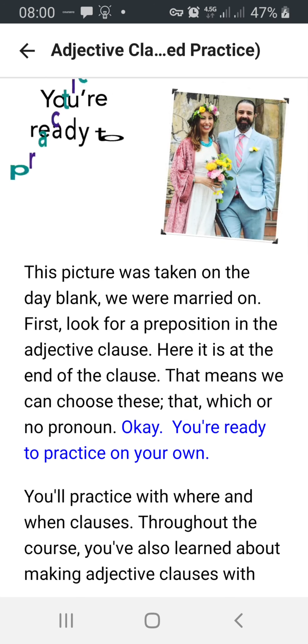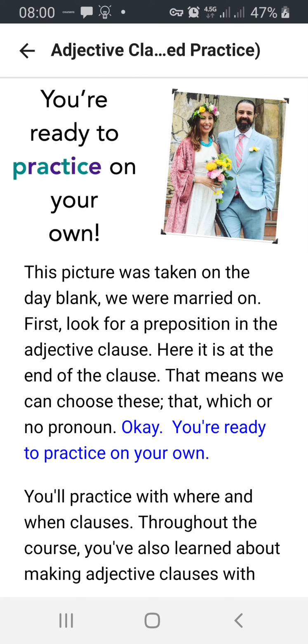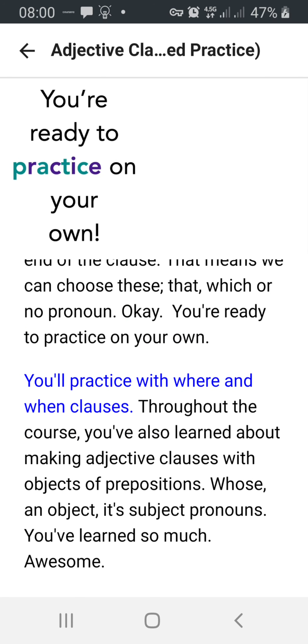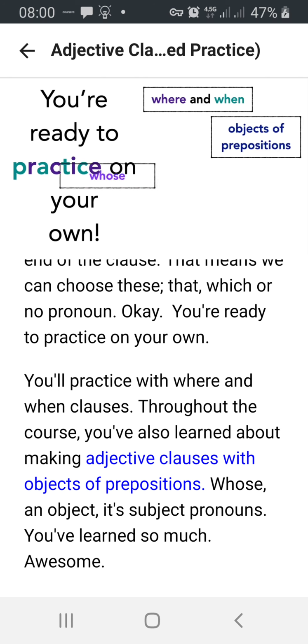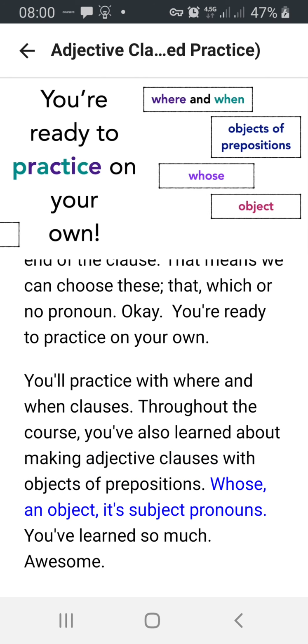Okay, you're ready to practice on your own. You'll practice with "where" and "when" clauses, and throughout the course you've also learned about making adjective clauses with objects of prepositions, "whose," and object and subject pronouns. You've learned so much. Awesome!